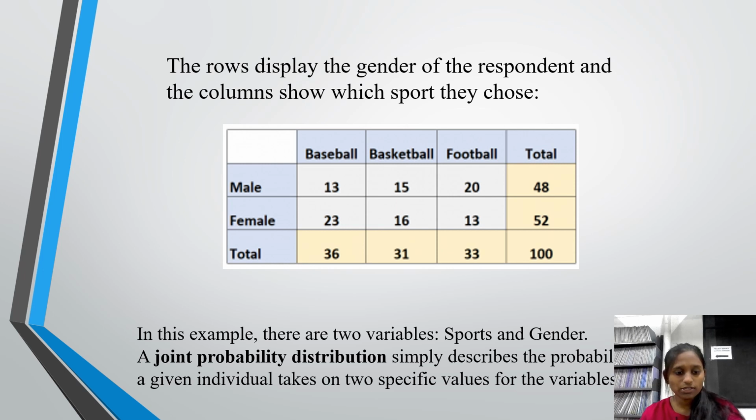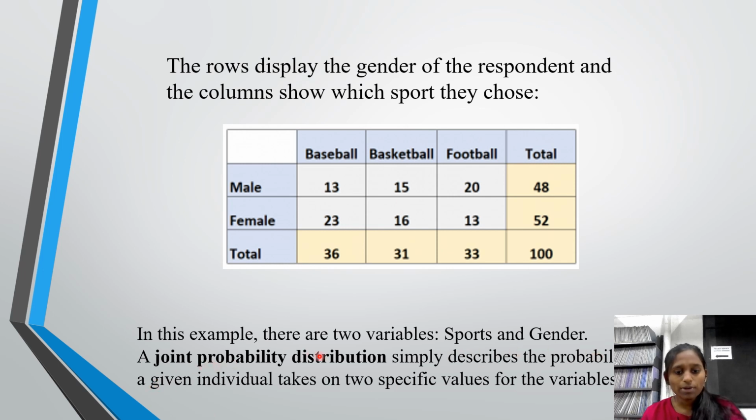The row shows the respondents, and the column shows which sports they like. Male and female are the genders, which belong row-wise, and baseball, basketball, football are the sports options, which are represented column-wise. These are the total of male candidates and the total of female candidates. And the candidates who like baseball, this is the sum of male and female, and this is basketball and football. In this example, there are two variables, gender and sports.